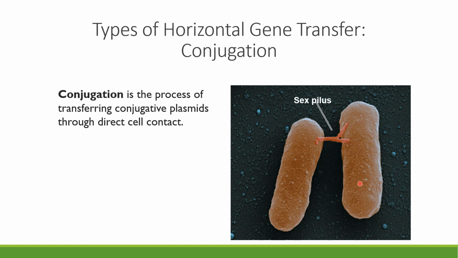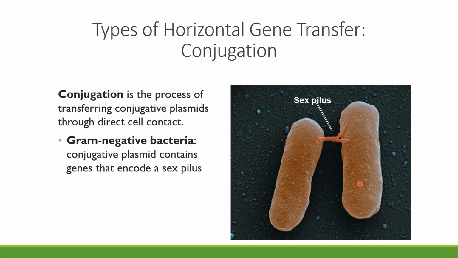We learned about pili in chapter 2 or chapter 3, maybe. You should have covered it in Bio 181 as well. And these pili make contact from one gram-negative bacterium to another, and through that pilus is a hollow core, and a plasmid can be transferred through that hollow core from one bacterium to the other.